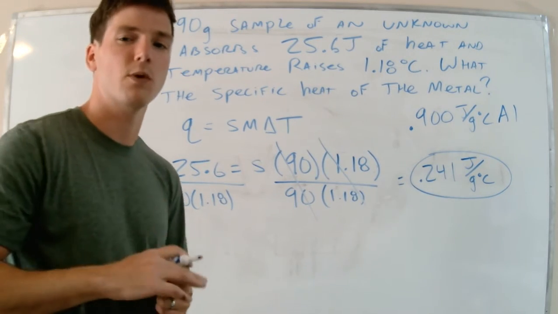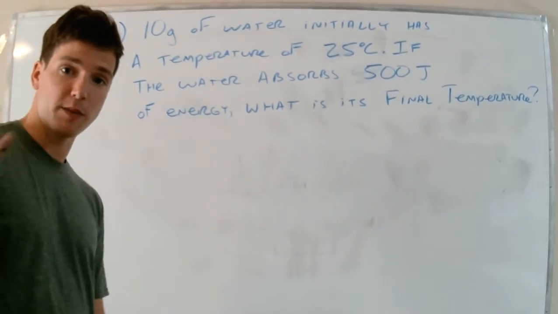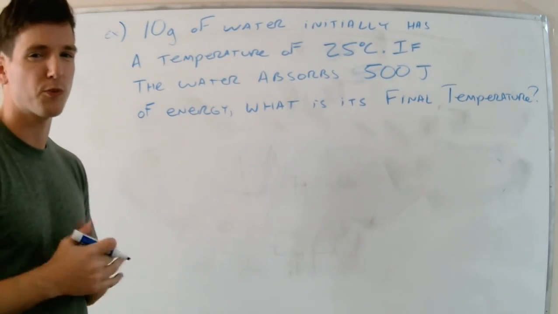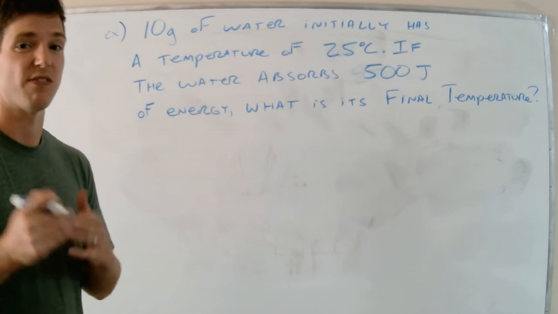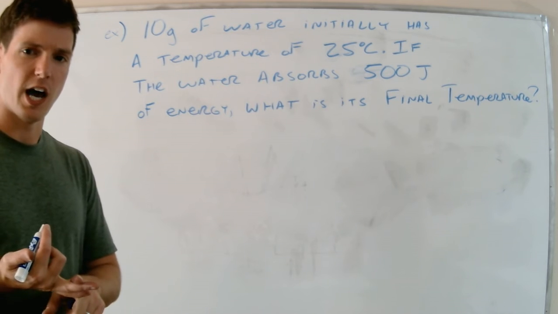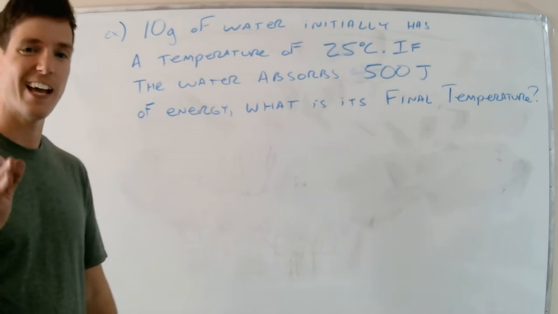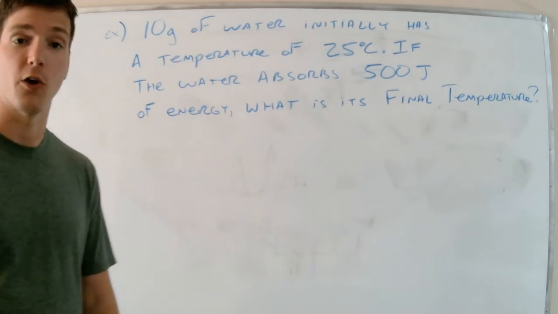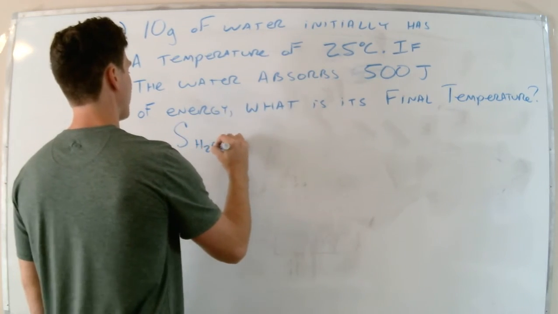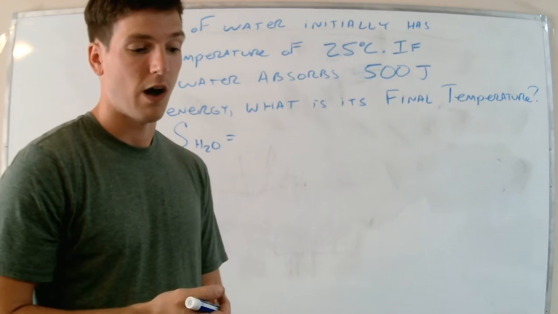Let's go ahead and do one more example. So here is our final example. 10 grams of water initially has a temperature of 25 degrees Celsius. If the water absorbs 500 joules of energy, what is the final temperature? So we're dealing with mass, we're dealing with the energy, we're dealing with some temperatures. The only thing they didn't give us is specific heat, and that's the one thing that you have to know. You have to know the specific heat of water. It's the only one that in the science world they kind of expect you to know all on your own.